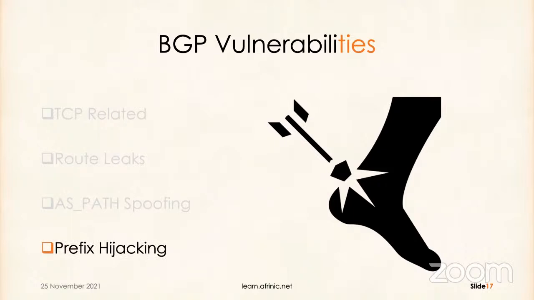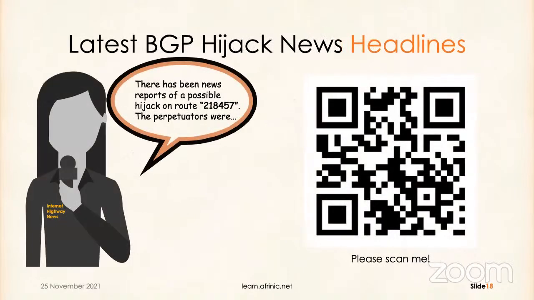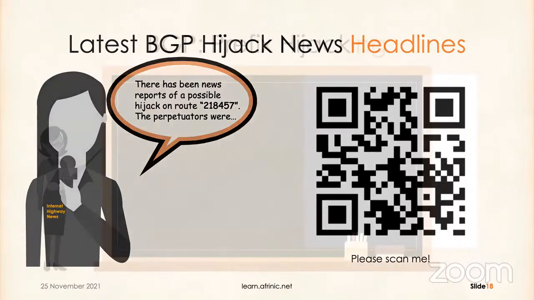So what is BGP prefix hijacking? Well, before we do that, we have some of the latest BGP hijack news headlines. You can scan this if you have a phone with the QR code. Basically, this will lead you to BGP stream, where you see reports of daily hijacks. And at the time we started this webinar, there was a report about a possible hijack, and the offending AS was AS218457. You can check that maybe after the webinar and see more updates on that.